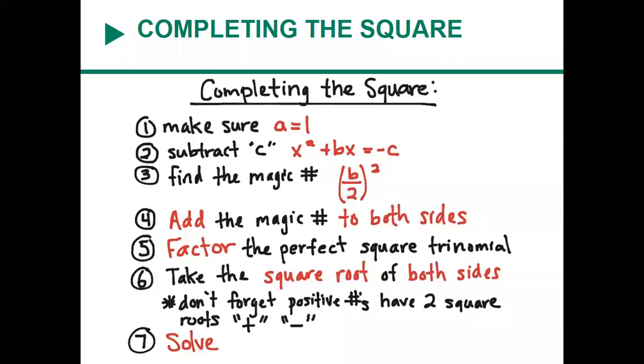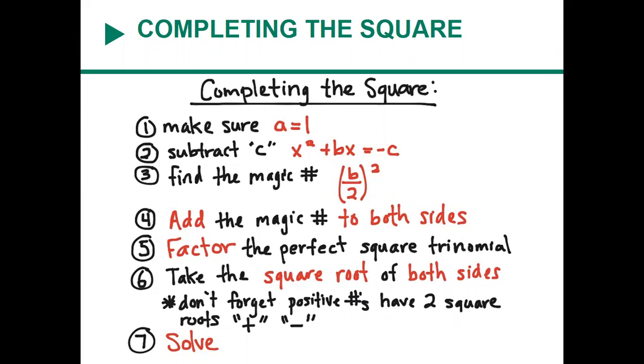Okay, so completing the square. Completing the square can be a little tricky, but once you do it, it's not terrible. When completing the square, you want to make sure your a equals 1. So if a doesn't equal 1, we have to divide. You want to make sure your a equals 1.